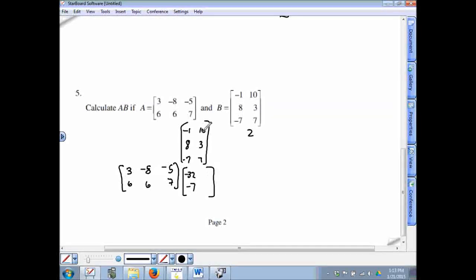This entry right here is top row, second column. So across the top row, down the second column, it's going to be 3 times 10, and then negative 24 is negative 8 times 3, and then minus 35. So that's negative 29. This entry right here is the bottom row, second column. So 6 times 10 is 60. 6 times 3 is 18. 7 times 7 is 49. We get 127.